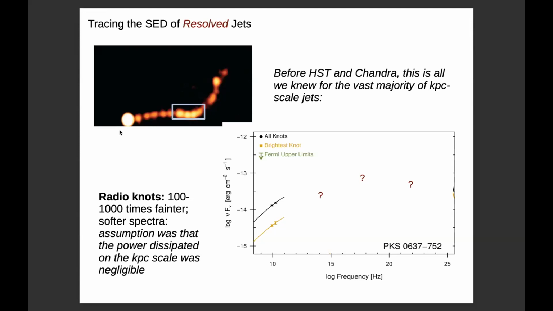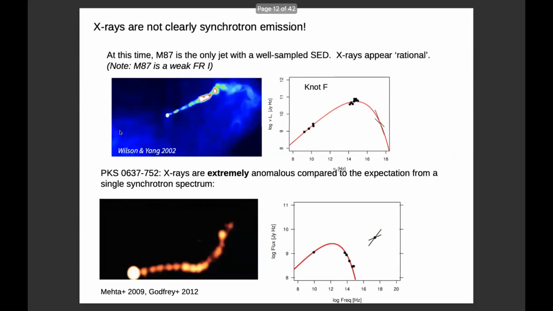And in the X-rays, Chandra is really the only telescope we can use. So before people started doing these coordinated campaigns with high resolution telescopes, we didn't really know what we would see from these jets on kiloparsec scales. And it turns out we see a lot of different things. Sometimes you see something like M87. M87 is shown top left, one of the knots, and I'm showing the spectrum from radio to X-rays.